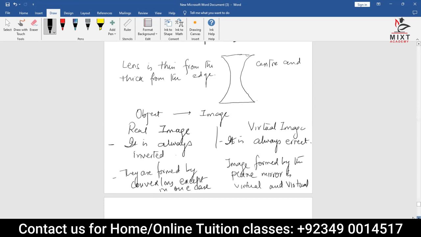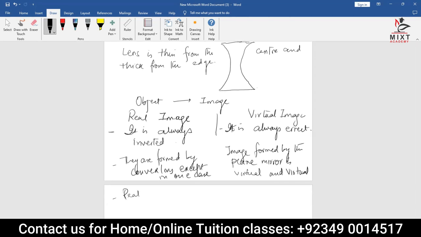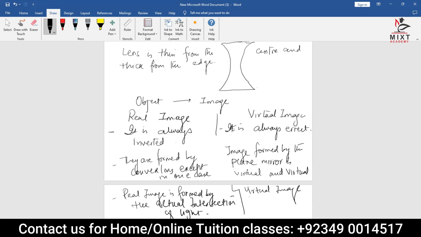Actually, remember that a real image is formed by the actual intersection of light. Remember that. When light is actually intersecting, you will have a real image. While a virtual image is formed by the virtual intersection of light.